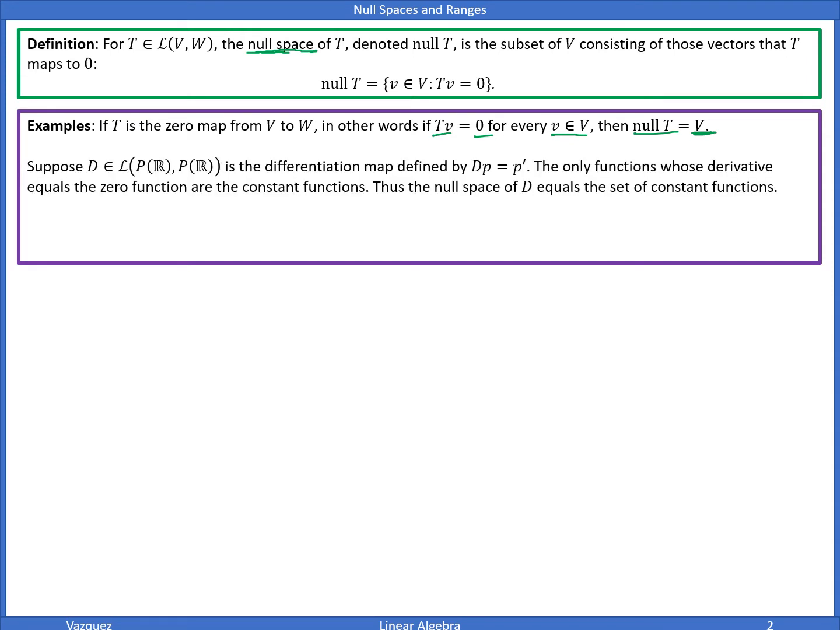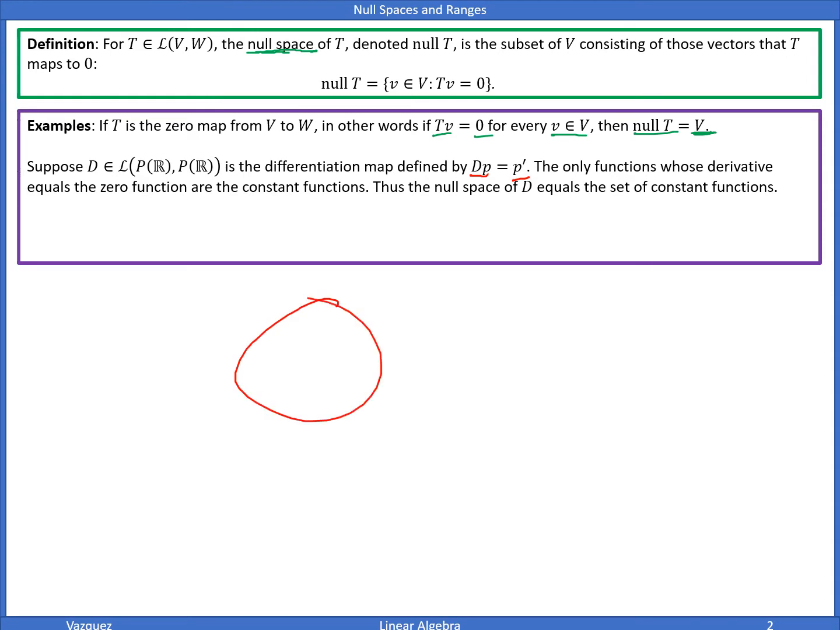So another example is, we suppose D is a linear map from the polynomials to the polynomials. We've seen this example before. It's a differentiation map such that D times the polynomial P is equal to its derivative. So that's what the function does. And the only functions whose derivative equals 0, as you probably know from calculus, are constant functions. So the null space of D equals the set of constant functions.